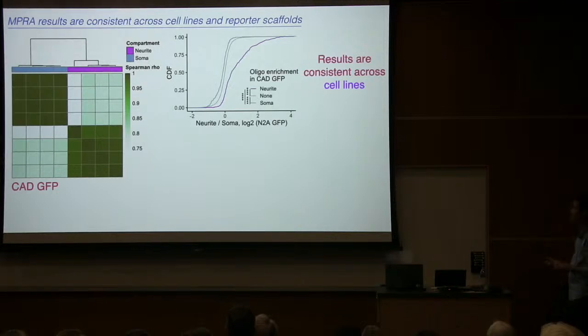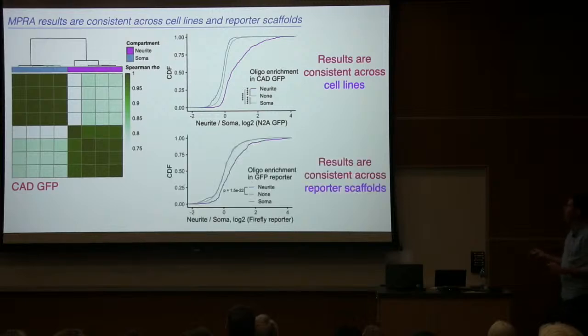And then we wanted to ask, are the results consistent across the 2 cell lines that we tested? So our CAD cell line and the Into-A cell line. We took the oligos that we observed were enriched in the neurite RNA data and asked, where are they in the same data but from the Into-A cell line? You can see they're way more neurite enriched than we would expect.